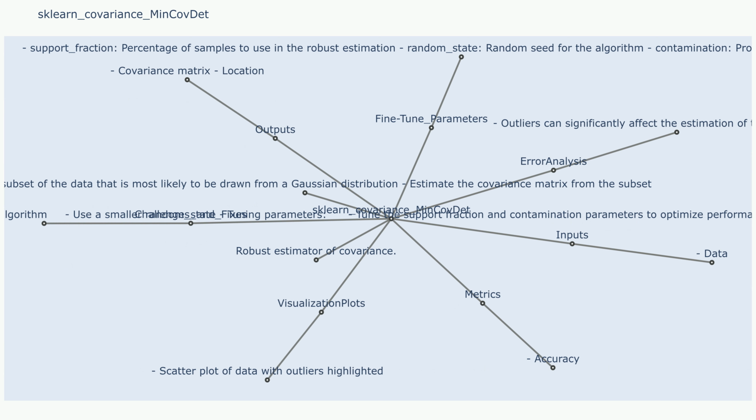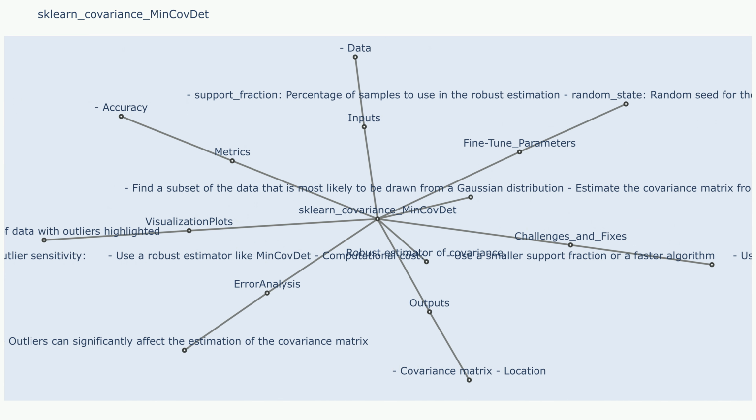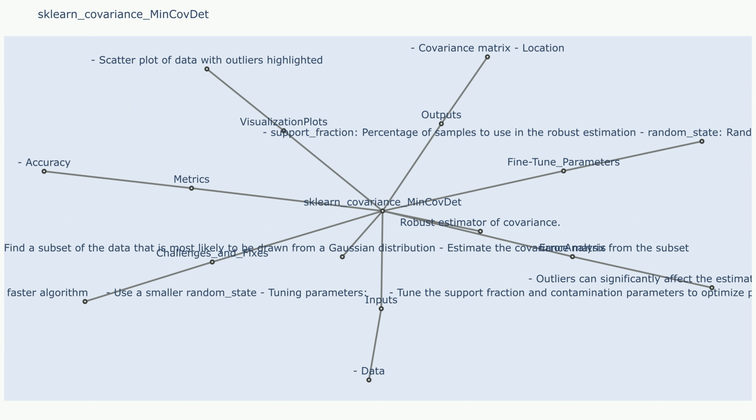Inputs. Input 1: explain in detail. X, the data, where n_samples is the number of samples and n_features is the number of features. Input 2: explain in detail. support_fraction, the proportion of the data to use in the robust covariance estimation. This must be between 0 and 1. Outputs. Output 1: explain in detail. location, the estimated location of the data. Output 2: explain in detail. covariance, the estimated covariance matrix.